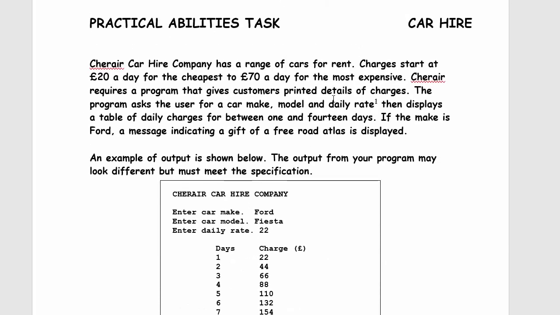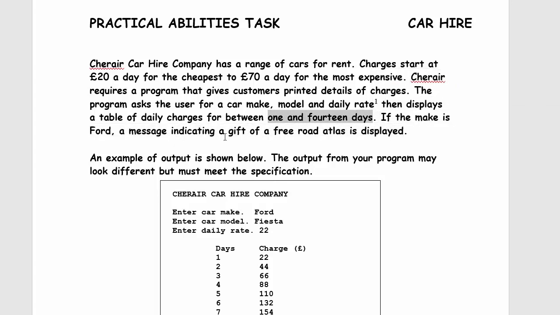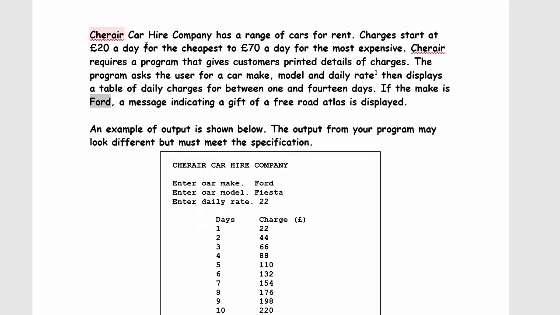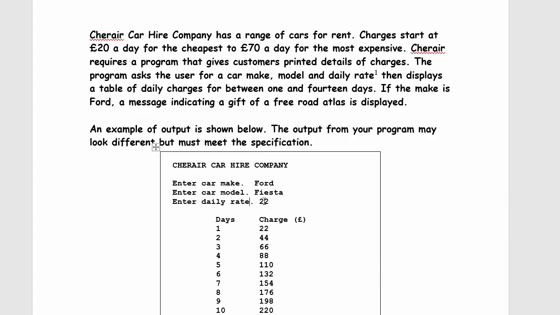So you won't get like a 50 pence anywhere, and it just basically displays the daily charges from 1 to 14 days. And if they chose a Ford, then you get a free Road Atlas. Okay, so you need to take in the make, take in the model, take in the rate. The rate has to be between 20 and 70. If it's less than 20 or greater than 70, you need to keep on re-asking.